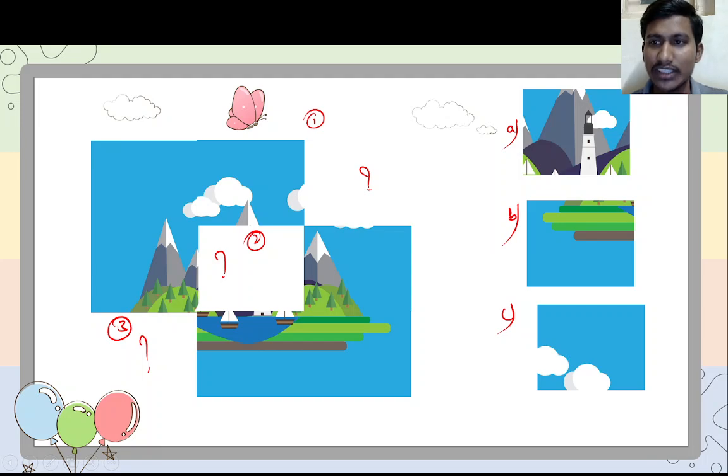So here if you see, in the first portion on top, which will be the suitable one? Yes, C1, right?